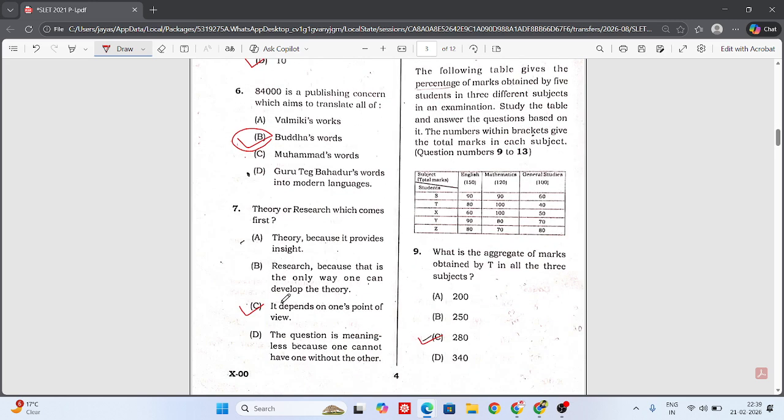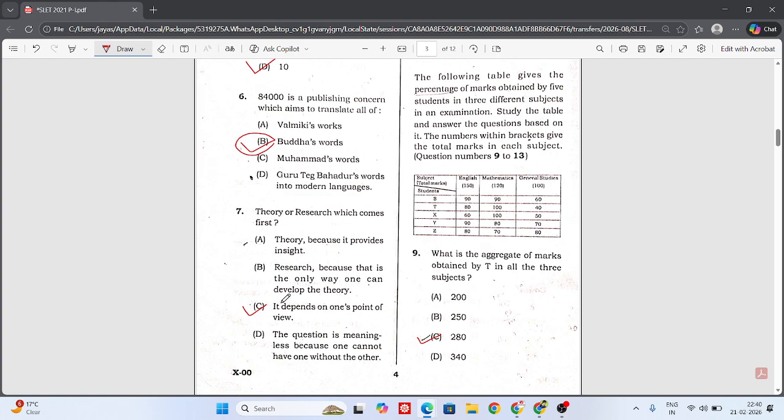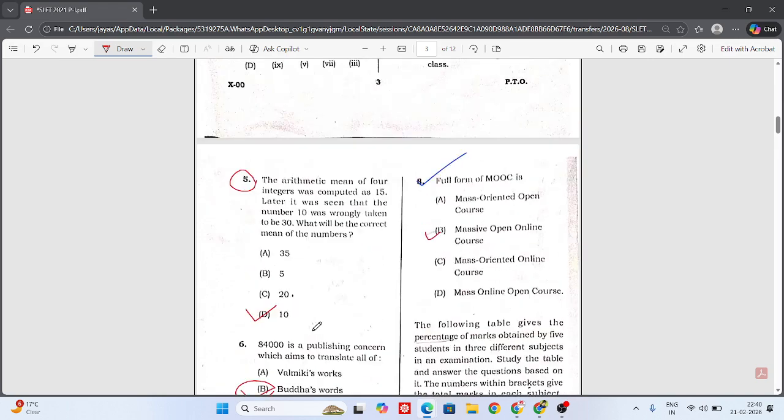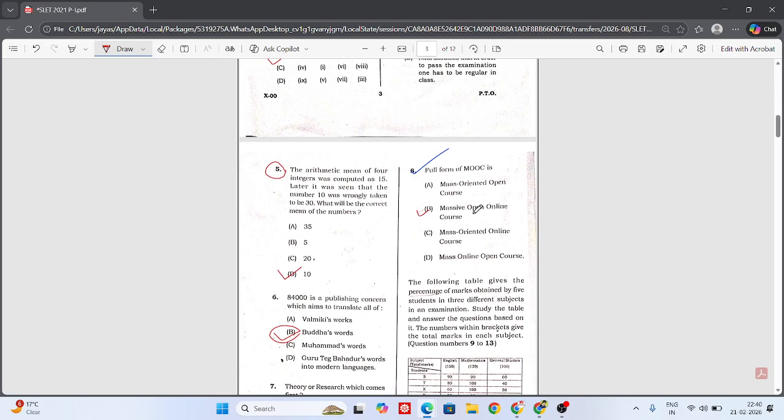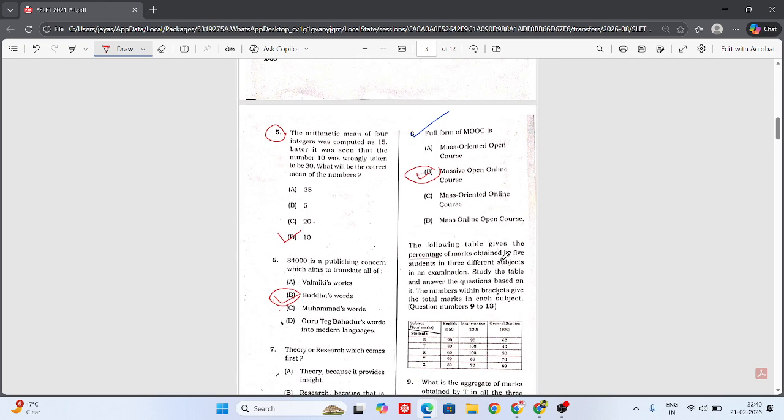Now the 7th is theory of research. Which comes first, theory or research? It depends on one's point of view. We cannot say it directly. The question number 8 is, full form of MOOC is massive open online course. The full forms are very important. You should note them down. So this is massive open online course.